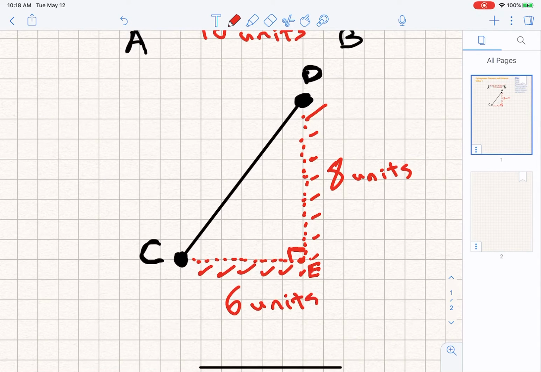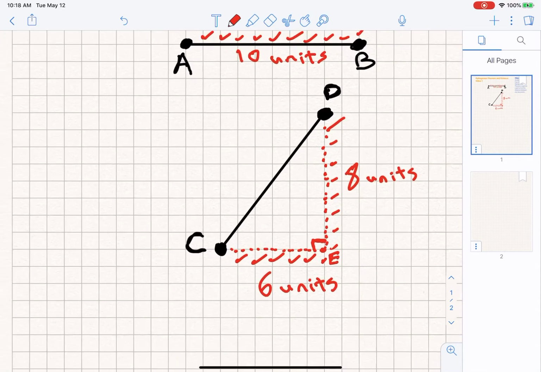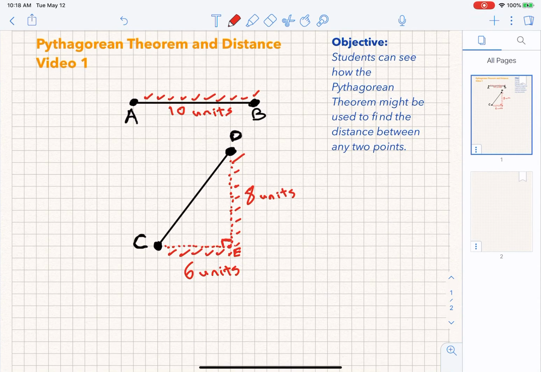This one from C to E is 1, 2, 3, 4, 5, 6 units. And hopefully, based on the work we did the past few days, you'll see right away that this is now an easy problem to solve.